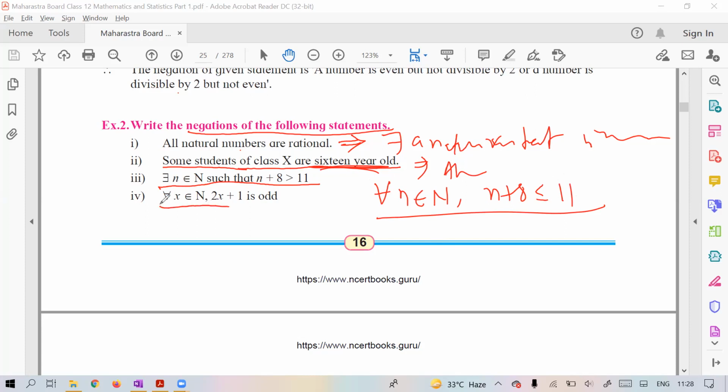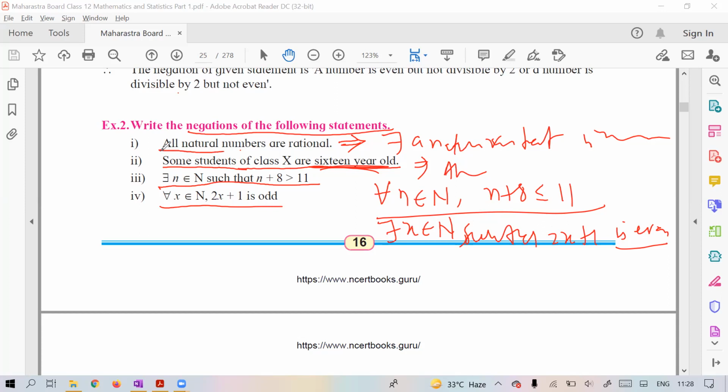And here again, for all x belonging to natural numbers, 2x plus 1 is odd. The negation: there exists a natural number x where 2x plus 1 is even, that is, not odd. Fine, so you just change for all into there exists and there exists into for all, and write the negation. You just add not.